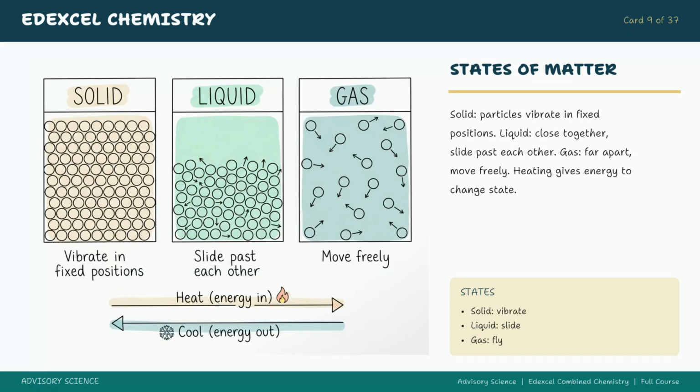States and particle arrangement. In a solid, particles vibrate in fixed positions. In a liquid, they're close together, but they can move past each other. In a gas, they're far apart and move freely in all different directions. As you heat a substance, you give the particles more energy, so they break free of those fixed or closed positions and are able to change state. State changes do not change the particles themselves, only their arrangement and movement.